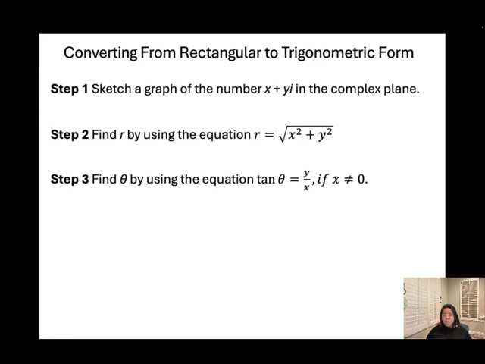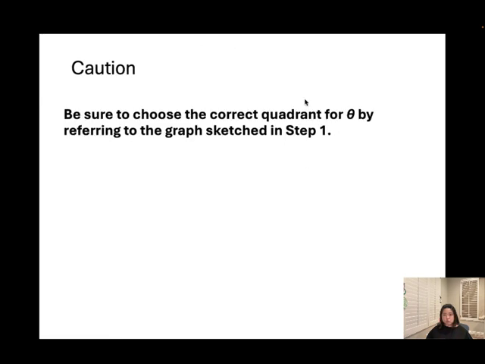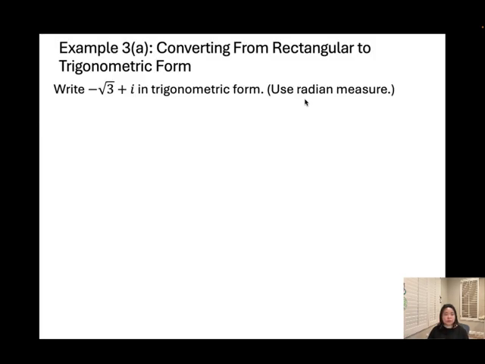Step 3, find the argument. Find theta by using this equation. Okay, but make sure you do step 1, sketch the graph of the complex number. Be sure to choose the correct quadrant of theta by referring to the graph sketch in step 1. So this is very important. It's going to affect the argument. Okay, let's try it together.